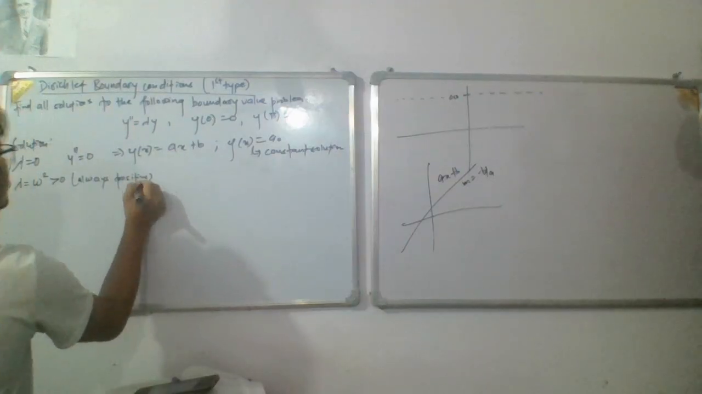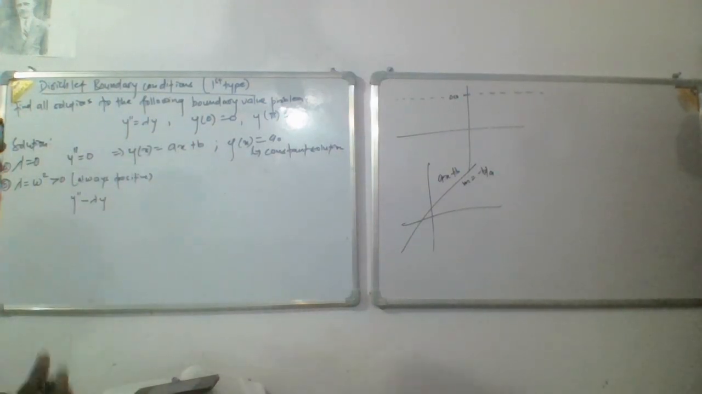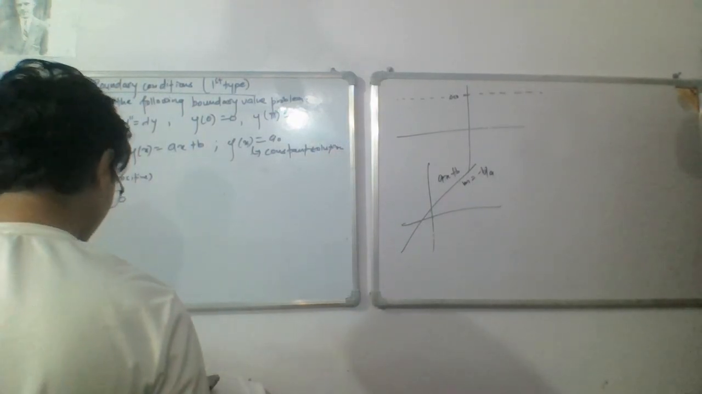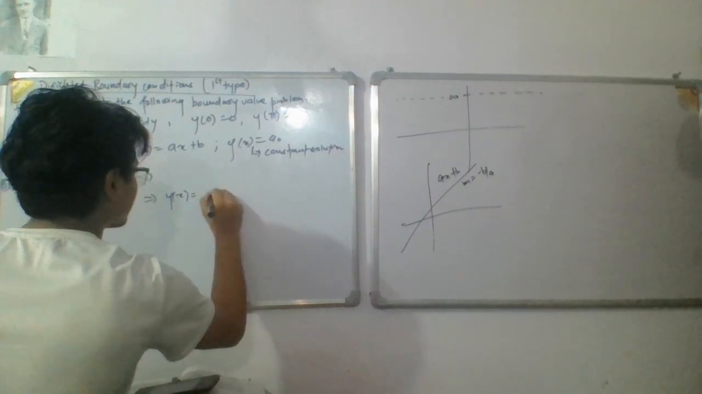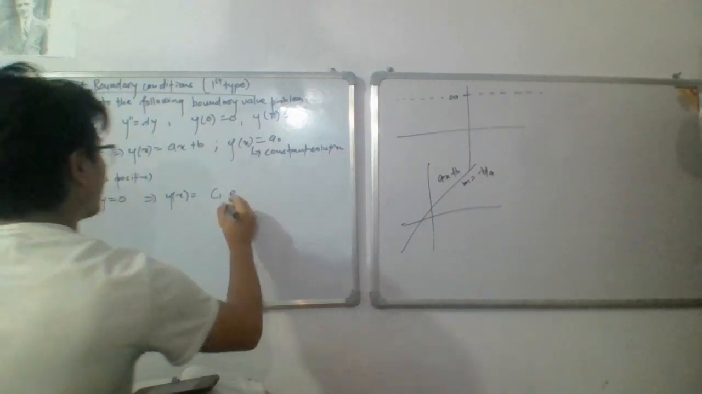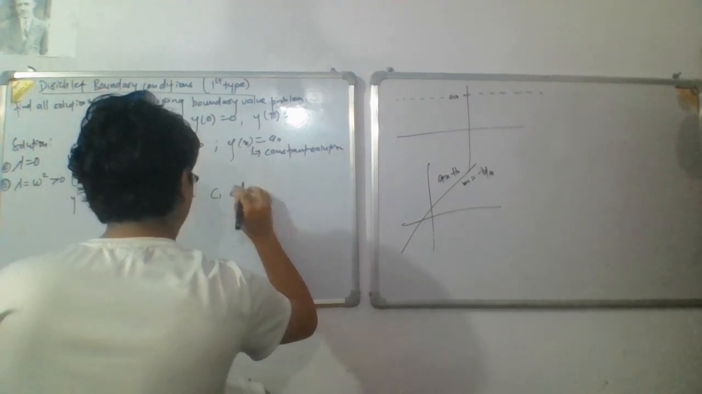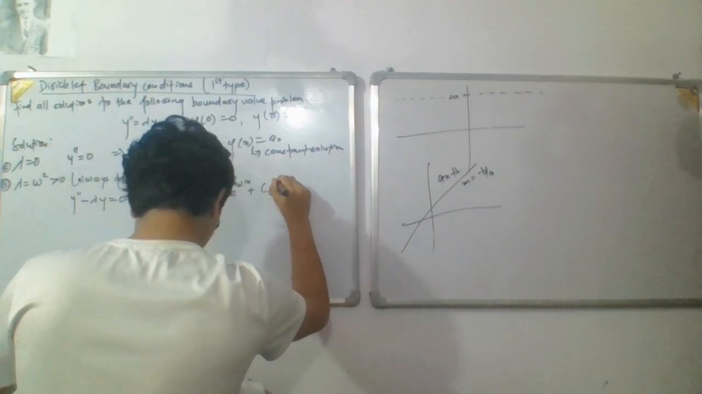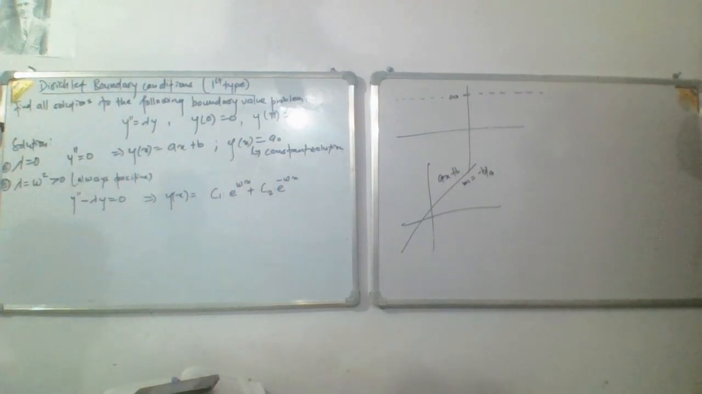If lambda is always positive, and we take this lambda y to the other hand side, then it becomes minus. So this gives us 0. Now if we do so, we get solutions y(x) equals c1 e to the power omega x plus c2 e to the power minus omega x. So these are the solutions of this equation.